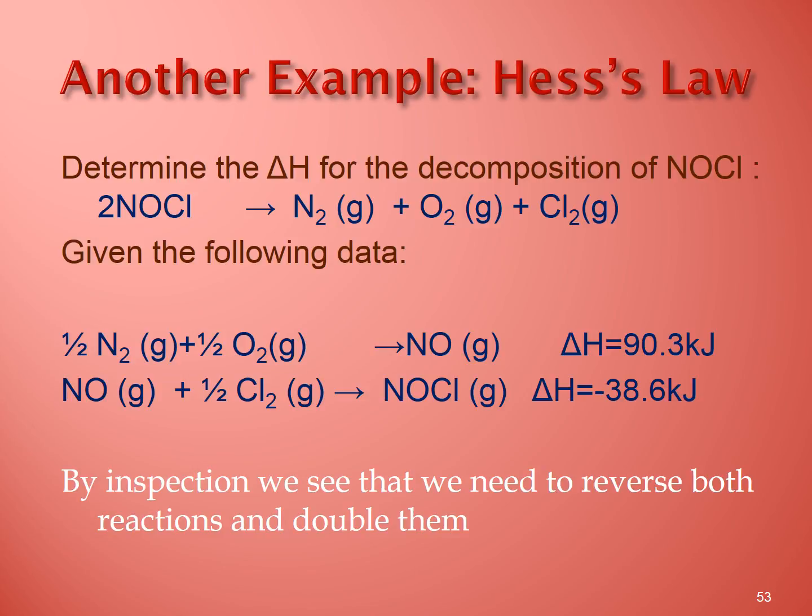Now what about the top equation? Well, I don't want NO at all, but I do want 1 N2 and 1 O2, and in the equation I'm given I have half and half. So if I double that one and also reverse it, I'll get the N2 and the O2 on the right-hand side of the equation. So I have to take the opposite, negative 90.3, and then double it.